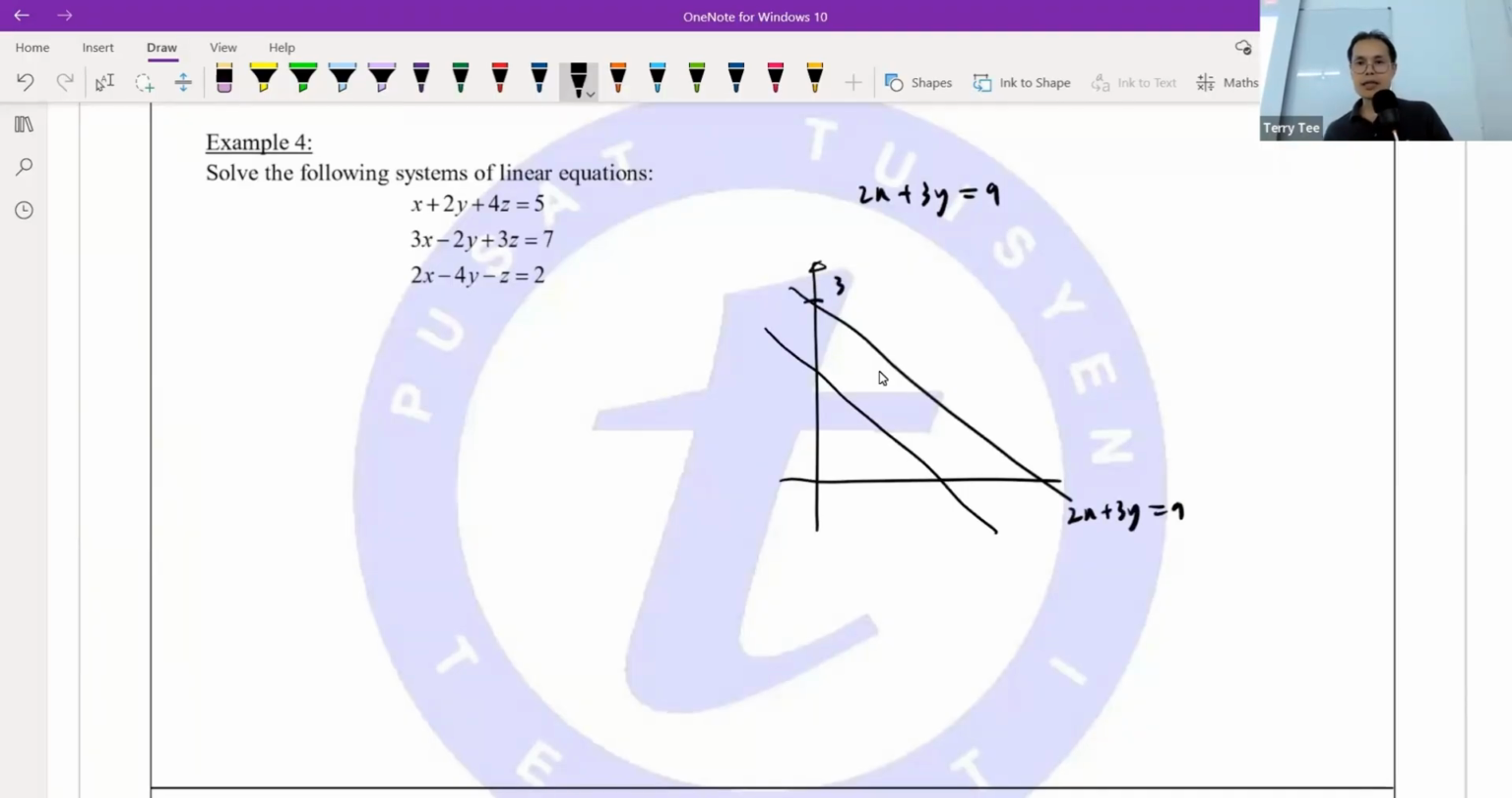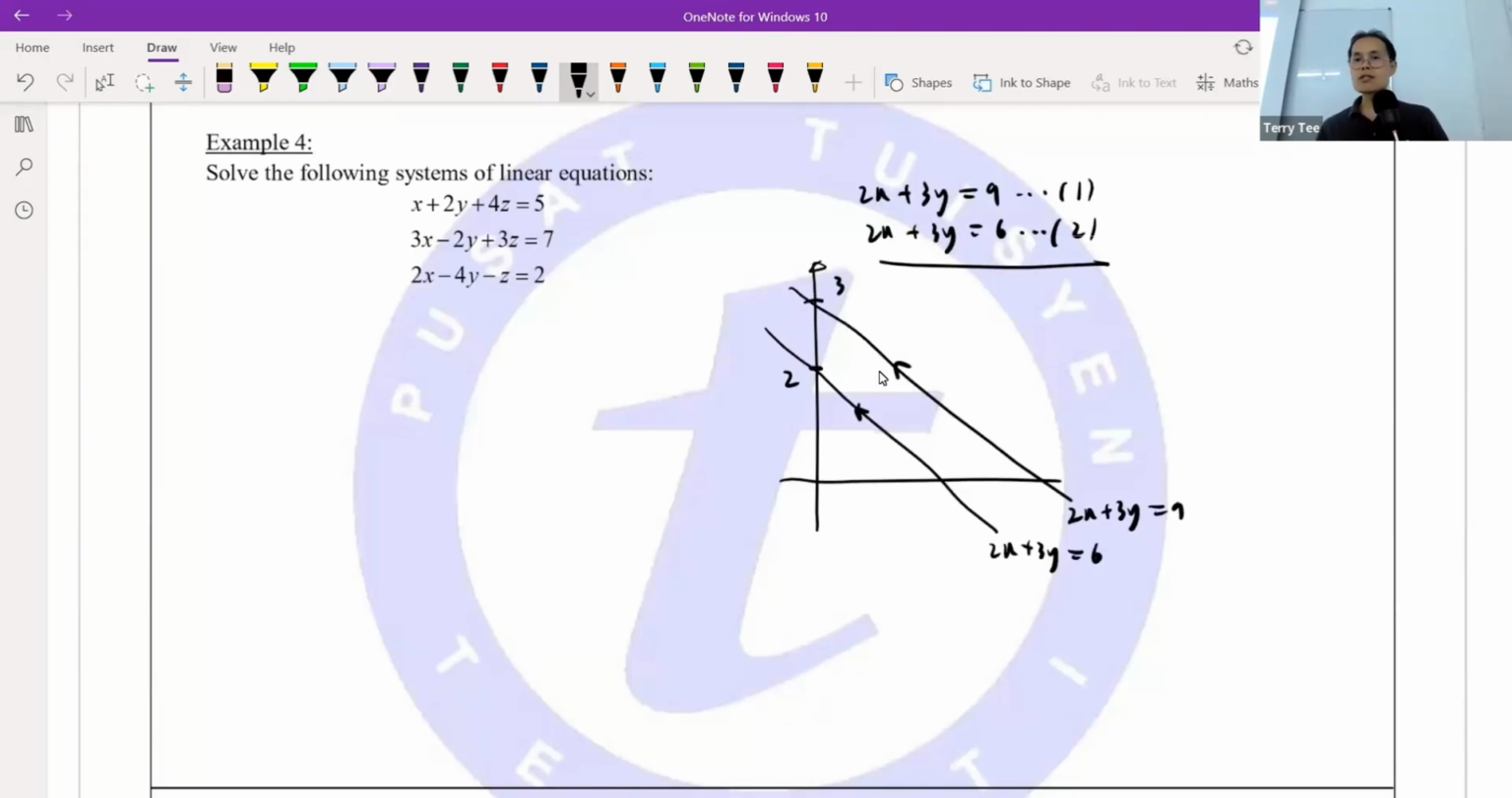Then let's say I have another line. The second line is 2x plus 3y equals 6. They are actually parallel, right? But your y-intercept is 2. Now we know two parallel lines never meet. They will not intersect, right? So in the event that you get 2x plus 3y equals 9 as the first equation, and 2x plus 3y equals 6 as the second equation, right?